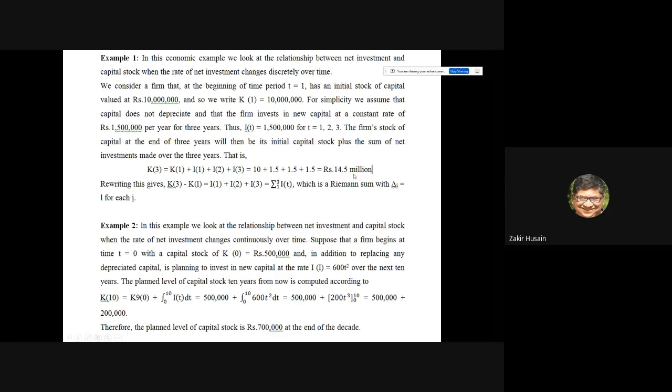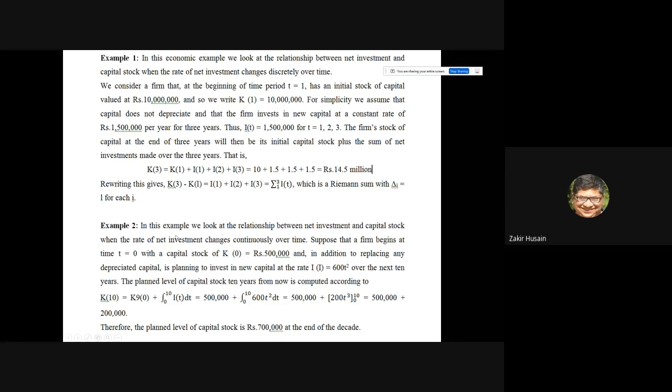Okay. So what is the total investment? It is K3 minus K1, right? K3 is 14.5, K1 is 10. So the total investment is 4.5. So if I give you a discrete problem, you have to find it out basically using the Riemann sum.